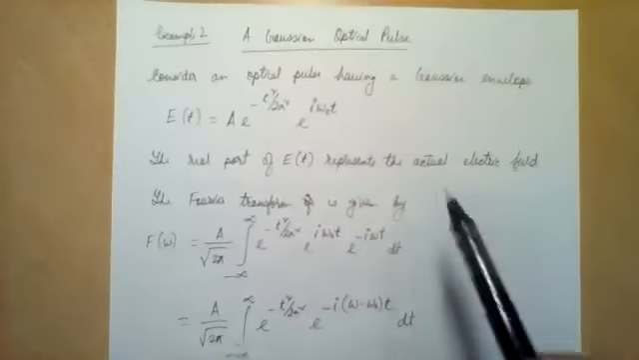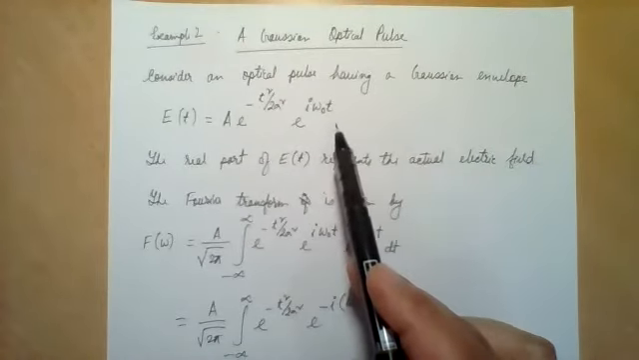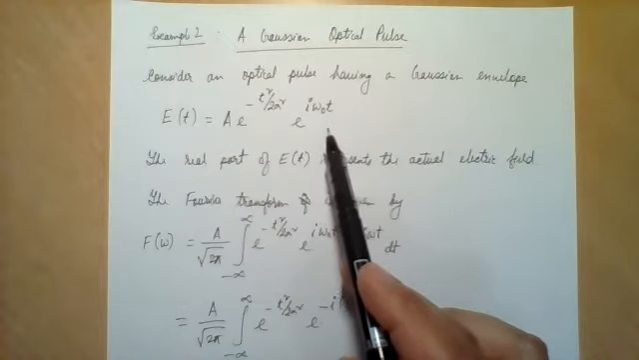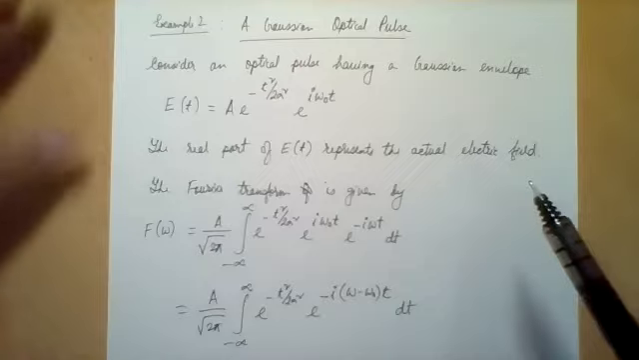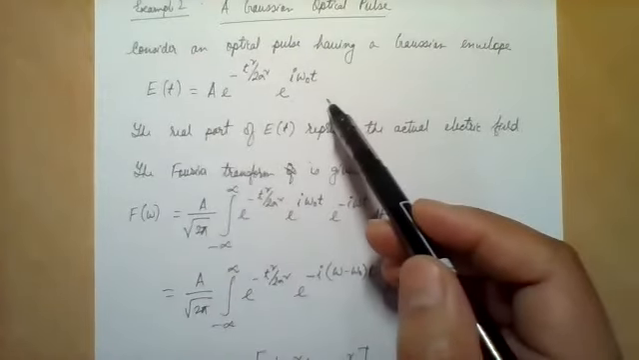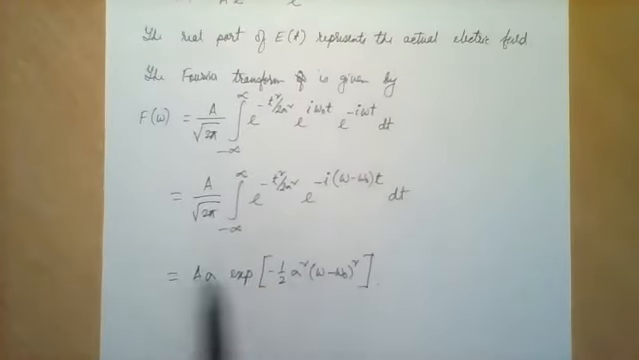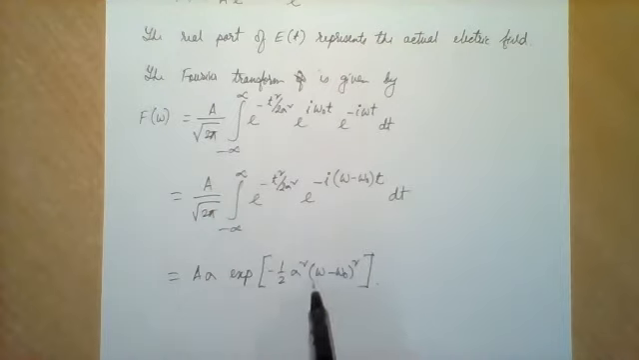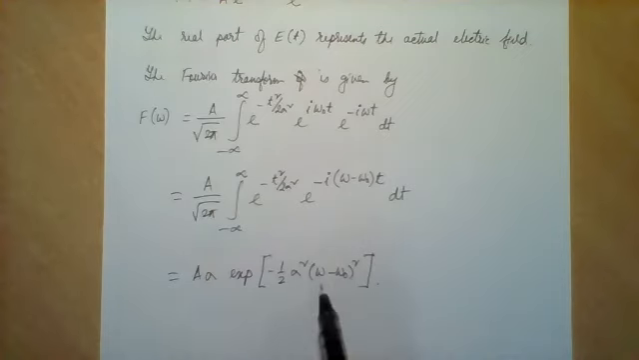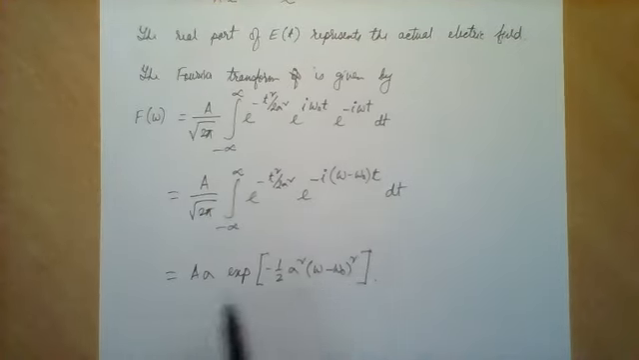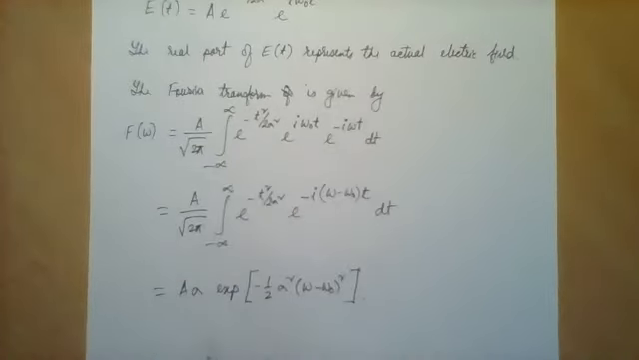That is, if I have a Gaussian optical pulse given by this expression, then this pulse is formed by the superposition of a large number of sinusoidal waves of various frequencies, and the amplitude of each frequency which is present in that superposition is given by this expression. This is the amplitude of the wave with frequency omega. So for various values of omega, we have various values of amplitudes. And this pulse is formed by the superposition of all these sinusoidal waves.